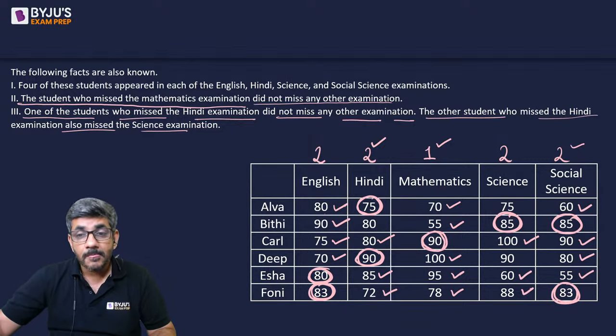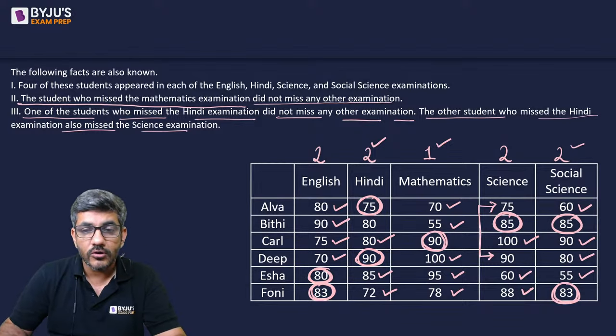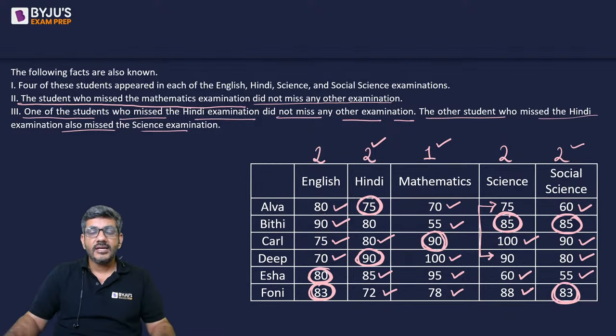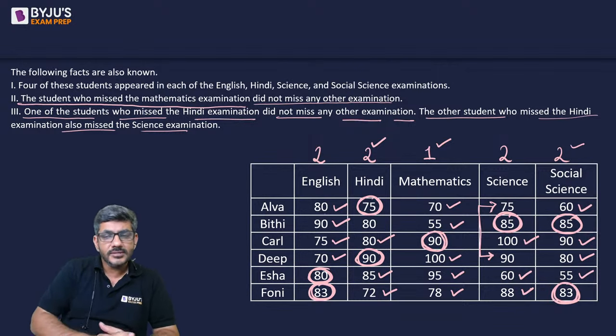अब हमें वो दो लोग मिल गए who missed English, वो दो लोग मिल गए who missed Hindi, one person who missed mathematics, two people who missed science. One of them is Bithi, one is either Elva or Deep, right? And two people who missed social science, we also got to know about them. Now we have got the complete data. बस उसके बाद तो हमें क्वेश्चन देखने और आंसर करने, that's all about it.